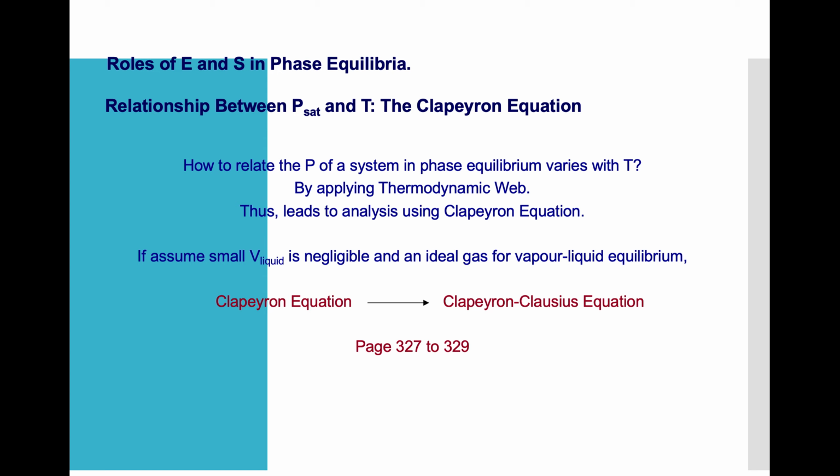If we assume the small liquid volume is negligible and the vapor is an ideal gas for vapor-liquid equilibrium, then if you still remember the Clapeyron equation, it can be defined and rearranged into the Clapeyron-Clausius equation.